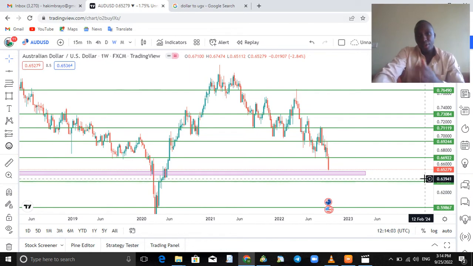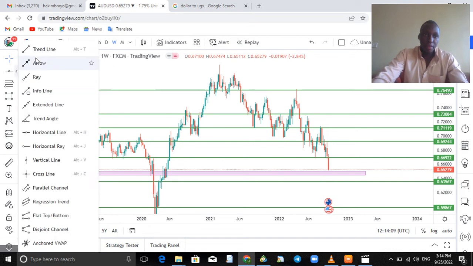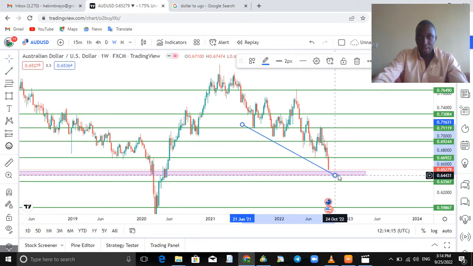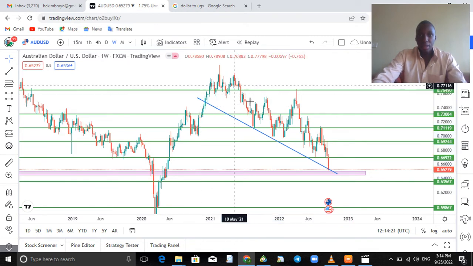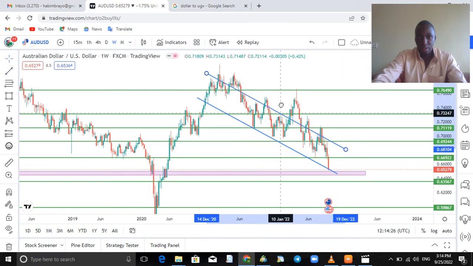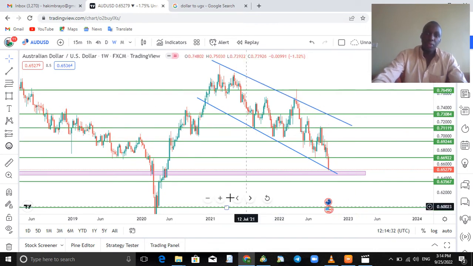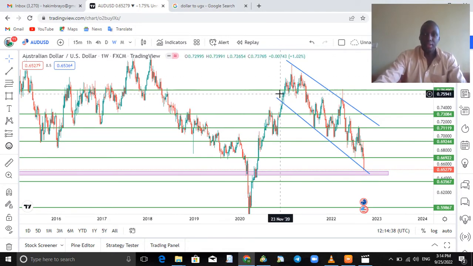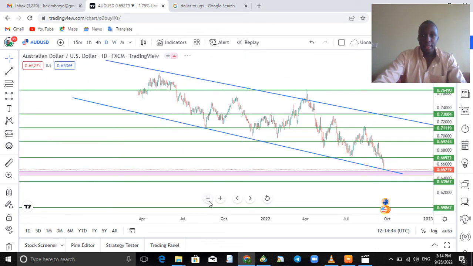Now we try connecting our support and resistance trend lines. If I connect this, we are connecting our support levels, and we also connect our resistance levels as well. So I have already catered for my support and resistance levels. Our next step is heading to the lower time frame, which is the daily time frame.